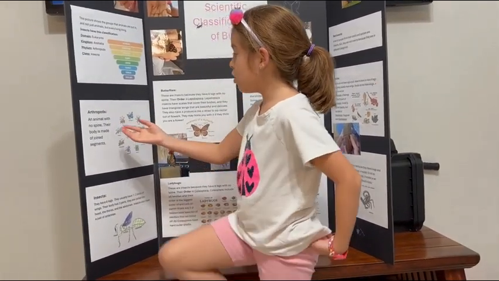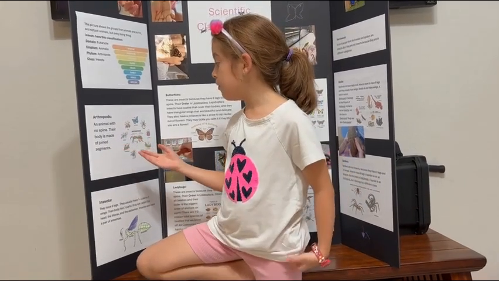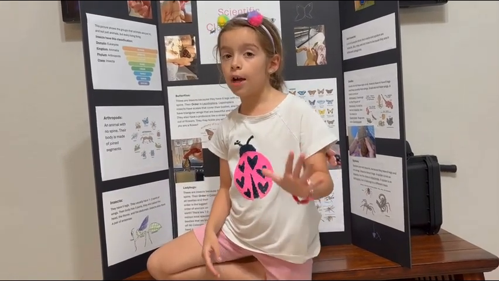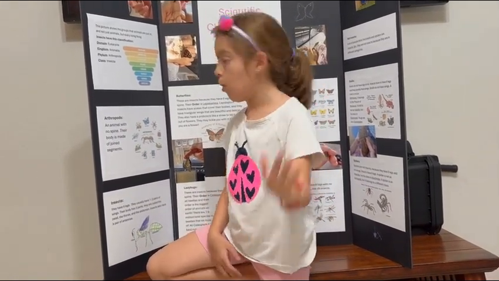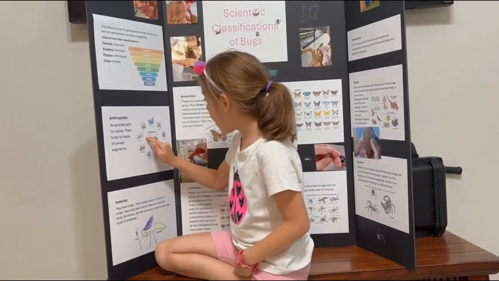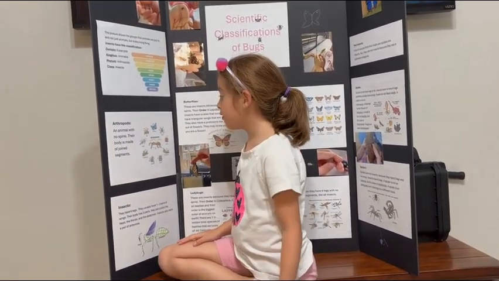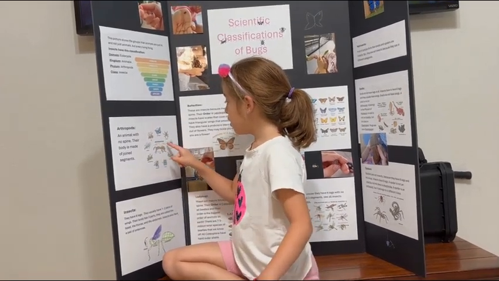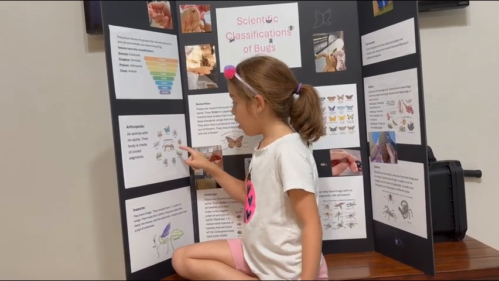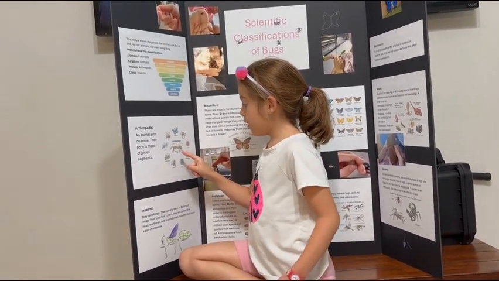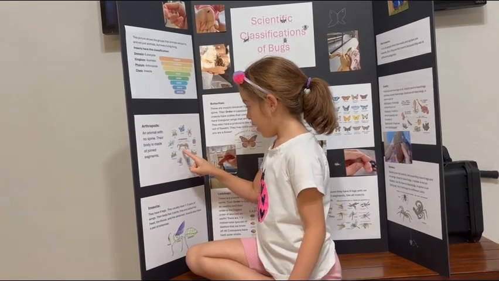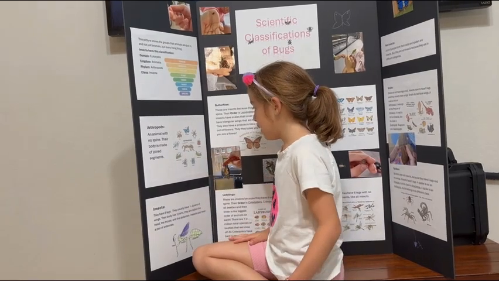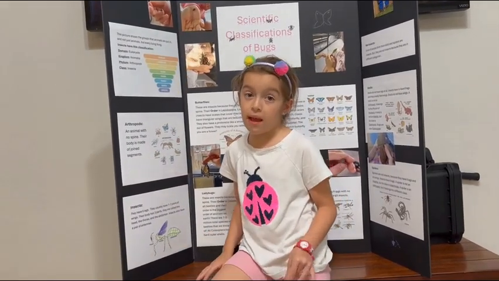Arthropods: an animal with no spine. Their body is made of joint segments. And by the way, spiders do not have a backbone. It says no backbone right here because of course you can't see. They have a segmented body, an exoskeleton, they're cold-blooded, and they have jointed legs, which are very tiny and bendable, which makes them able to climb.